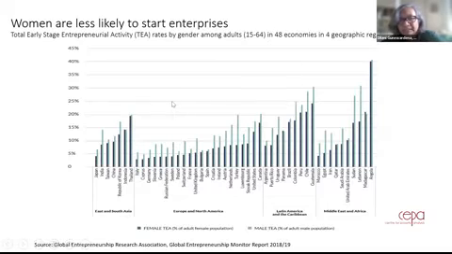Now, women are also less likely to start an enterprise than men. So this is total early stage entrepreneurial activity, which is people who started or have an enterprise that is less than 42 months old. And basically, we see that women, which is the blue line, are much less likely to start an enterprise than men.